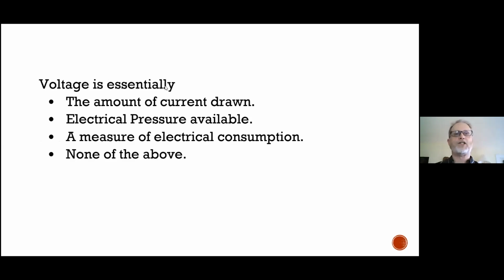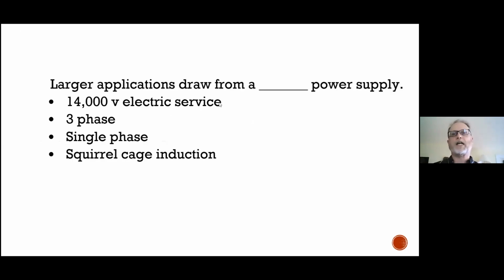The amount of voltage, so this was from the electrical section, is essentially, again, the voltage equivalent to pressure. How much is available? So we have to size up our motor to meet that power supply. Larger applications typically draw from a 3-phase power supply, as opposed to single phase. Squirrel cage is a type of motor typically used in 3-phase applications.